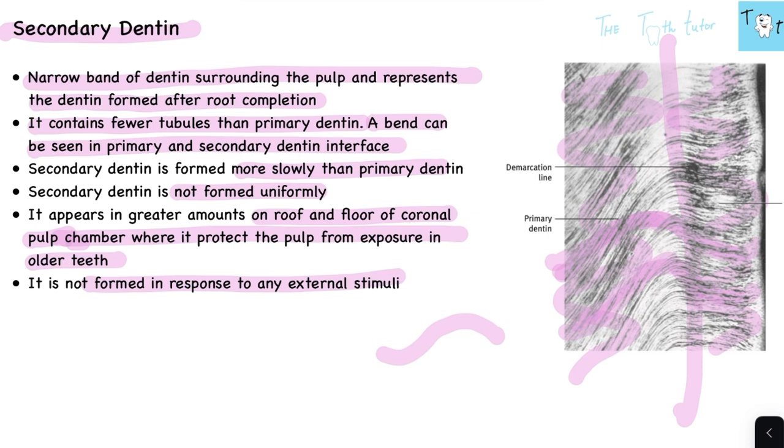It is formed before eruption. It is just formed after root completion. So it is just there to protect the pulp from any external stimuli, because it is surrounding the pulp. It is the last layer that is being formed, so it is surrounding the pulp and it will protect the pulp from any stimuli due to any attrition in older age.